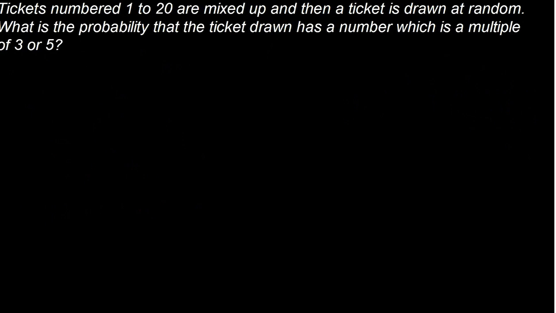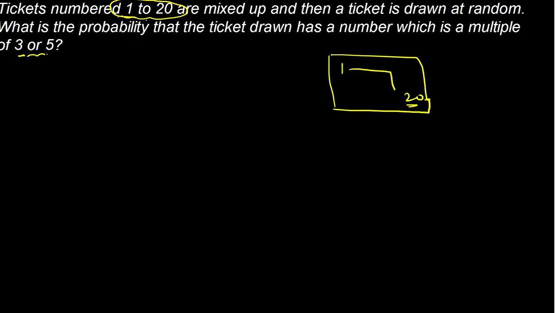Ticket numbers 1 to 20 are mixed up, and then a ticket is drawn at random. What is the probability that the ticket drawn has a number which is a multiple of 3 or 5? This is not 'and', this is 'or', okay. So let's find out what the sample space is. Sample space is the set of all probable outcomes, okay. So numbers are between 1 to 20, so obviously your denominator is going to be 20.